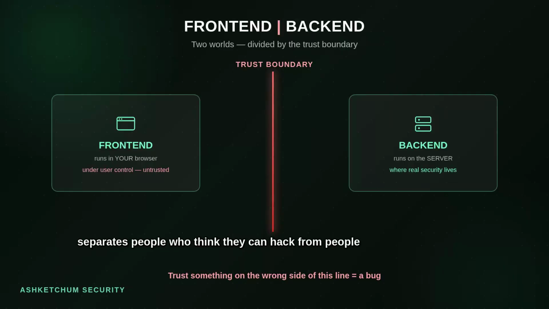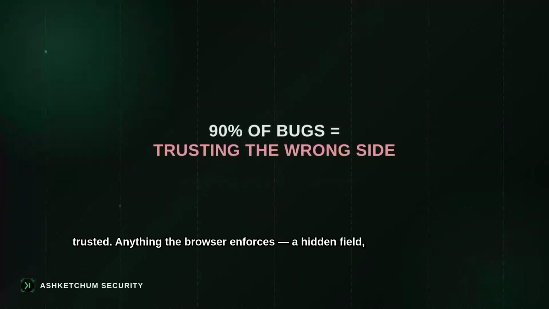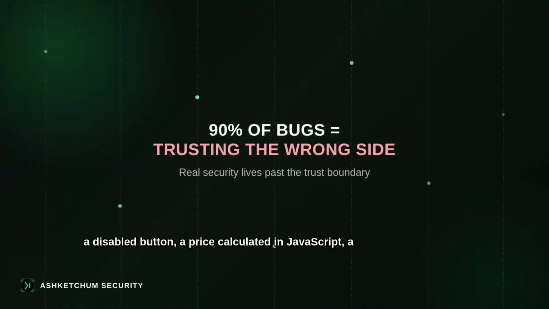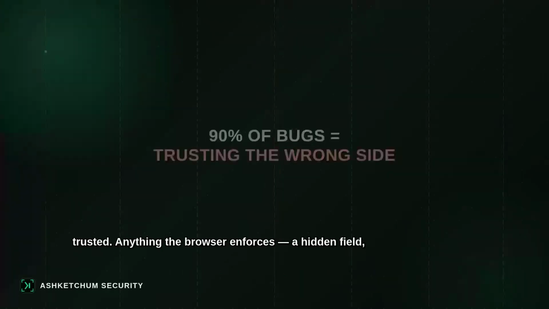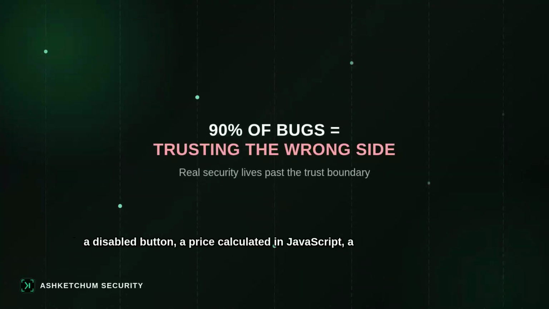This is the idea that separates people who think they can hack from people who actually can. Everything on the front end is under the user's control, which means it can never be trusted. Anything the browser enforces, a hidden field, a disabled button, a price calculated in JavaScript, a validation check, the user can simply change. Real security has to live on the backend, on the far side of that trust boundary. Burn this in now, because 90% of the bugs in this entire series come down to a developer trusting something on the wrong side of that line.